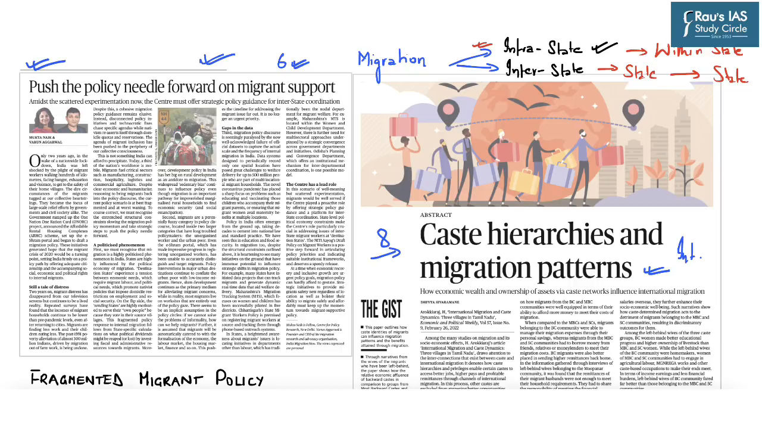food. So in this news appearing on page number 6, let us first of all understand about the reasons for migration, the benefits for migration, and also the reasons as to why the government of India has not come forward with a coherent policy for migrants. And then we shall look into the aspect of caste hierarchies who are opting to go out of India, where the article says that how economic wealth and ownership of assets via caste network influence international migration.